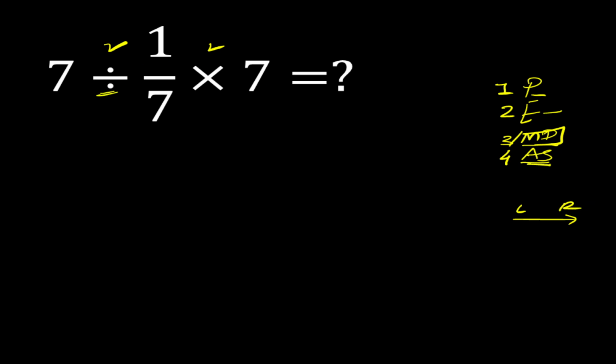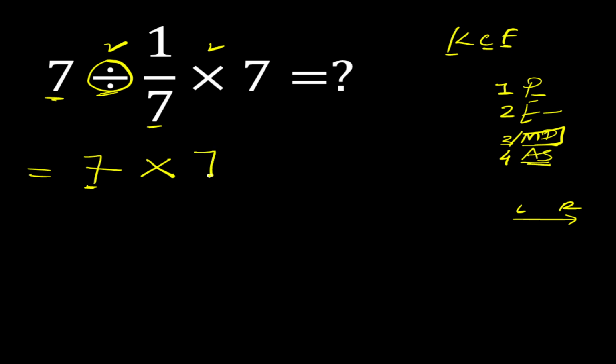First we have to solve this division, so it is equal to 7. Now according to the KCF rule, K means keep this first 7 as it is, C means change this sign from division to multiplication, and F means flip this second fraction: 1 upon 7 becomes 7 upon 1. Multiply 7. Right? Now 7 upon 1 is equal to 7, so we can remove this one, right?